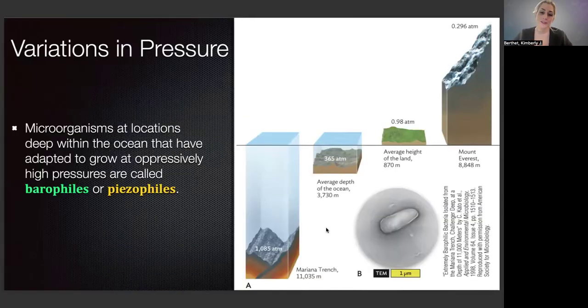Okay. We also have microorganisms that can be considered extreme based on the environment that they're in. So we have barophiles and piezophiles. These are microorganisms found very, very low at the bottom of the ocean, like the Mariana Trench, because they're withstanding extreme degrees of pressure. And these cells are not imploding.